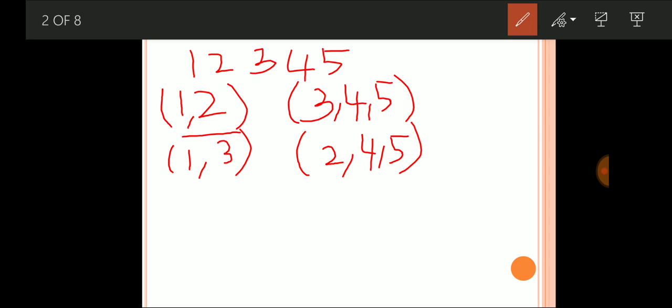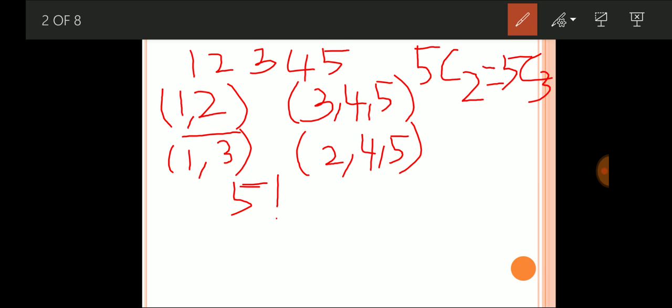That's why in our combination classes at schools, they would have taught us that out of 5 numbers, we choose 2 numbers. It can be done in 5C2 ways. They say 5C2 is equal to 5C3. The reason is that 5 numbers can be arranged in 5 factorial ways, out of which for the 2 numbers I don't want the arrangement, so I divide by 2 factorial.